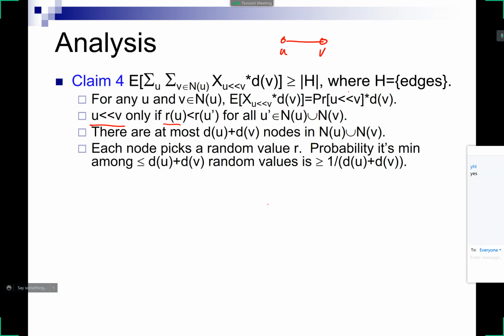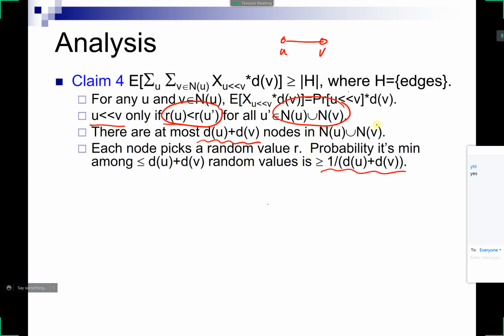Let me erase some of this stuff. Okay, so the probability that this happens, that u's value is less than all of these nodes' values, is going to be, well, since there are at most this number of nodes, then the probability you have the minimum value among this number of nodes is simply 1 divided by the number of nodes, right? Like if you have 10 nodes, then the probability that your random number is the smallest among these 10 random values is going to be 1/10.